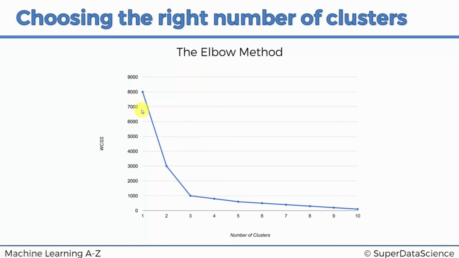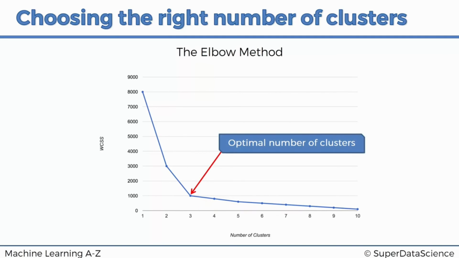Look for that elbow in your chart where the drop goes from being quite substantial to being not as substantial, the improvement is not as great. And therefore that point in your chart is going to be the optimal number of clusters. In this case, it is indeed 3 clusters that is the optimal number.